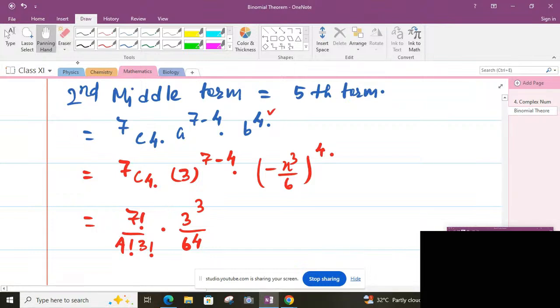So x to the power 12 by 6 to the power 4. So this one will be the answer. Hope that there is no problem to understand the solution of these two questions.